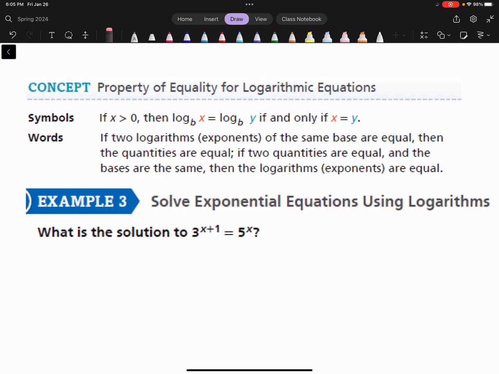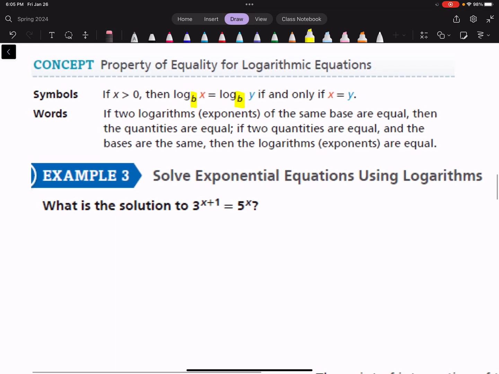So our next concept is our property of equality for logarithmic equations. This is very similar to the exponential property where the bases were the same, so the exponents could be the same. If we have a log equation where the base is the same on both sides, then we know that the arguments, so x and y, are also equal to each other. So if we notice that we have the same base on both sides for a log equation, then we can just set the arguments equal to each other and we can solve.